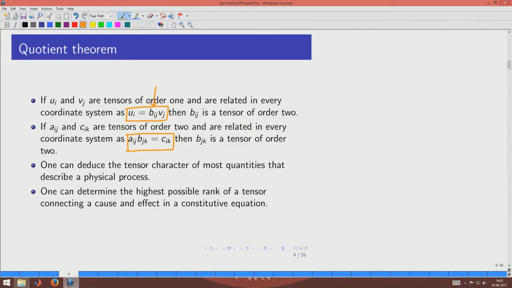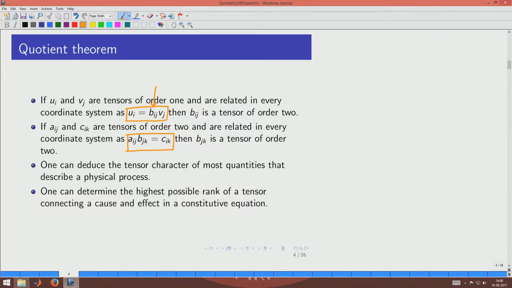And how do we conclude? We can conclude that from the number of free subscripts. You can already see here that b will have subscripts j and k from this expression, and therefore it should be a tensor of order 2. We use this quotient law to discover how many elements of a tensor should be there to determine that quantity completely. We can also use this law to check whether we can have a higher order tensor that is relating two quantities on either side of the equal to sign.